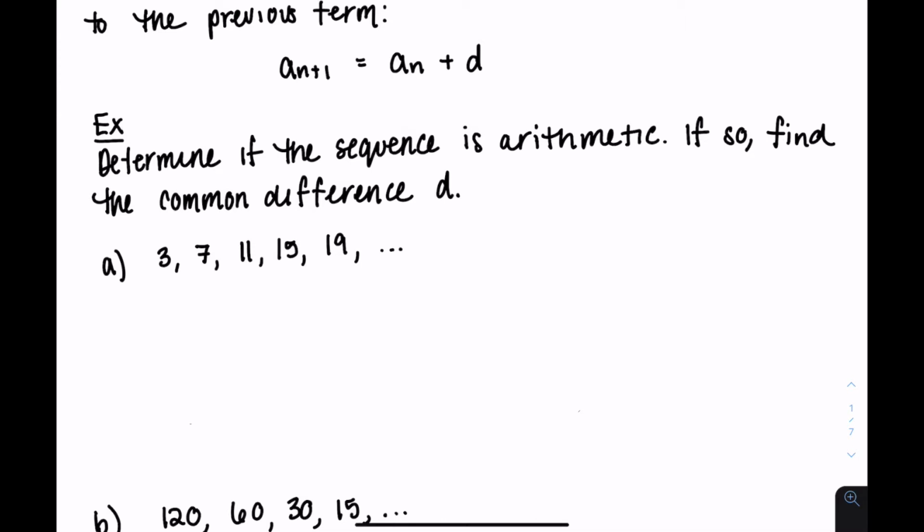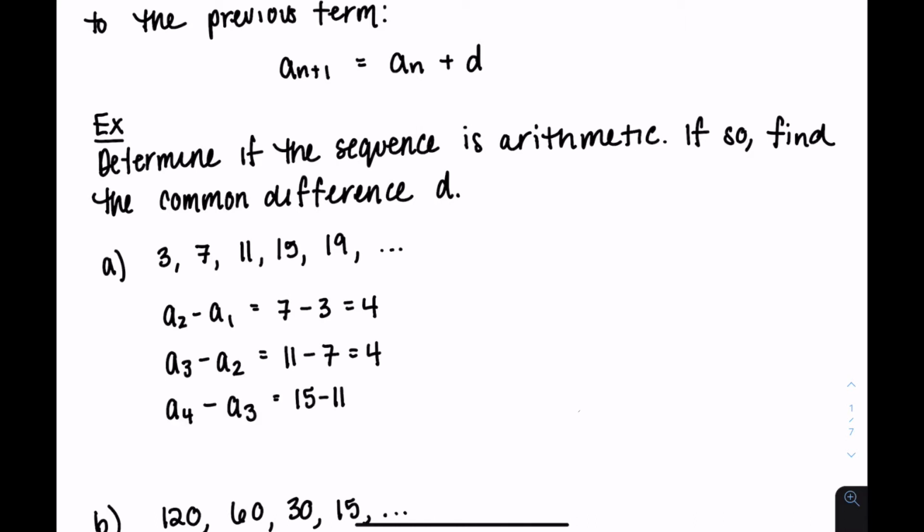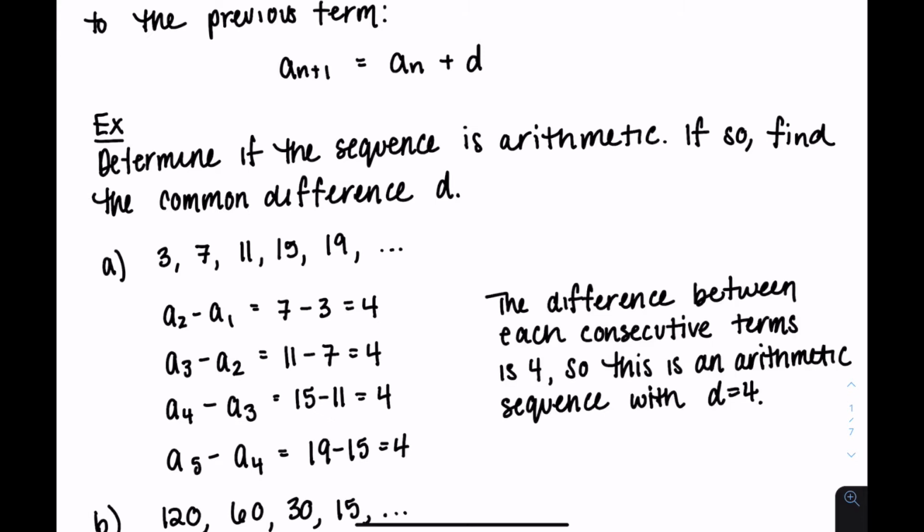So we've got the sequence 3, 7, 11, 15, 19, and the dots tell us that pattern continues on forever. If you look at the second term minus the first, their difference is 4. The third minus the second is 11 minus 7, that difference is 4. Fourth term minus the third term is 15 minus 11, that difference is also 4. Fifth term minus the fourth, that difference is 4. So the difference between each consecutive term is 4, so this is going to be an arithmetic sequence because those dots tell you the pattern continues.